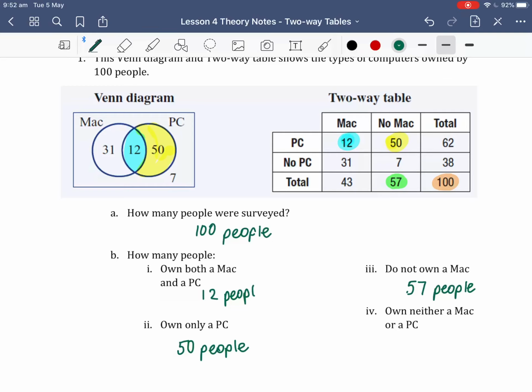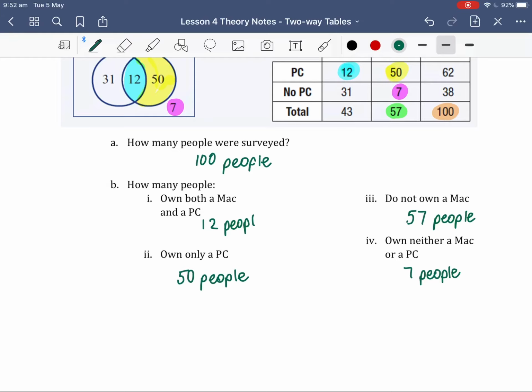And how many people own neither a Mac nor a PC is this part here, this number 7, which is down here. So owning neither a Mac nor a PC is going to be 7 people. They own neither of those types of computers.